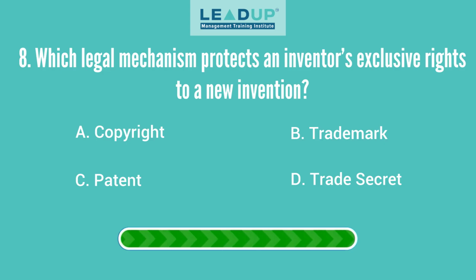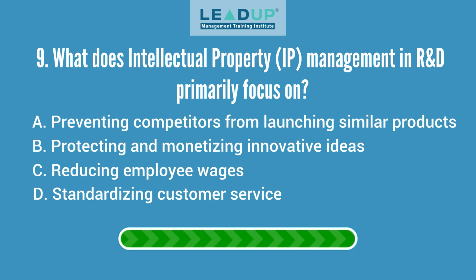Question 8. Which legal mechanism protects an inventor's exclusive rights to a new invention? A. Copyright. B. Trademark. C. Patent. And D. Trade secret. Answer: patent. Question 9. What does intellectual property (IP) management in R&D primarily focus on?